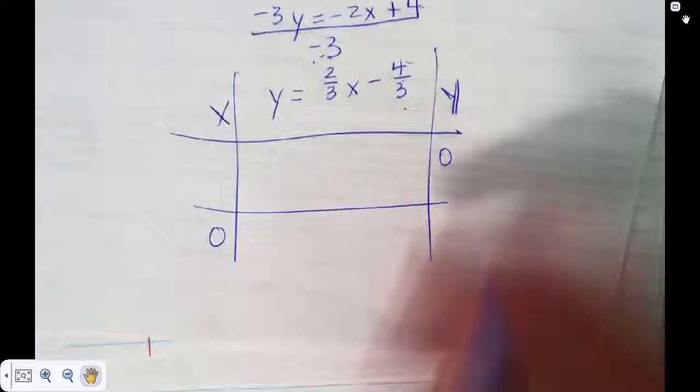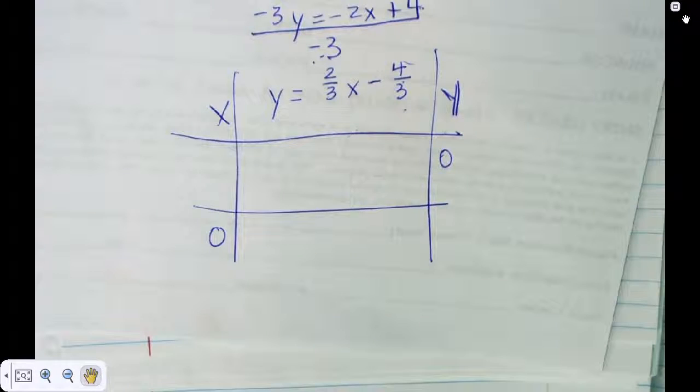I'm not going to do it this way. I'm going to pick up the calculator, and I'm going to see if I can find it on the calculator first. That's the way I'm going to do it. So I'm going to go to y equals and type that problem in there: 2/3 x minus 4 divided by 3. I'm going to my table, and I find it right off the bat.